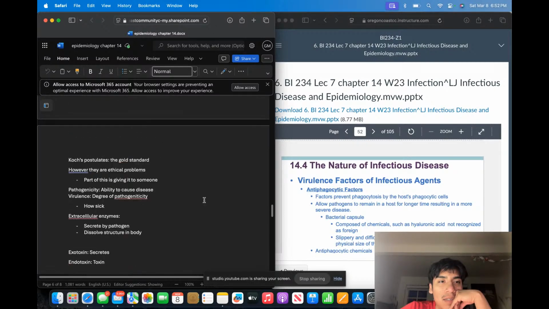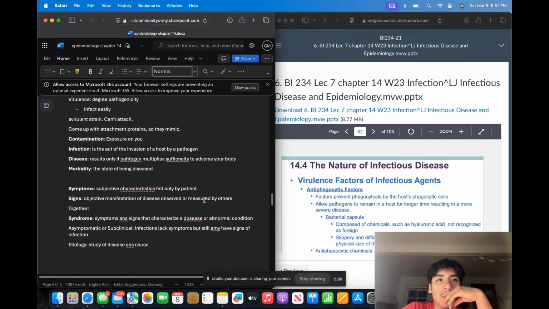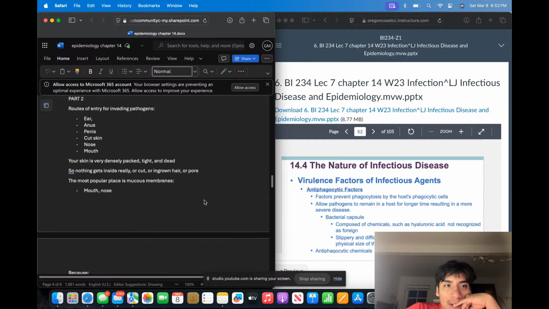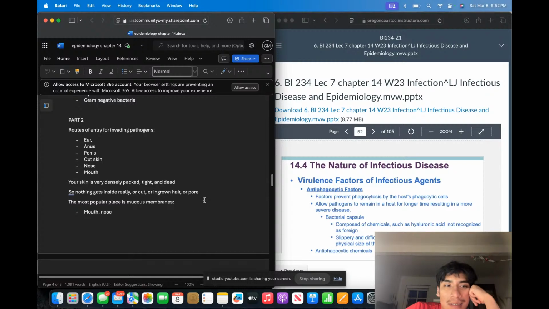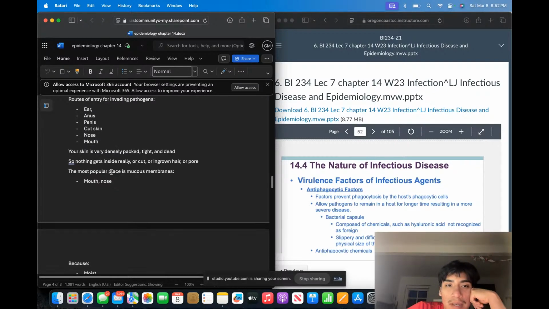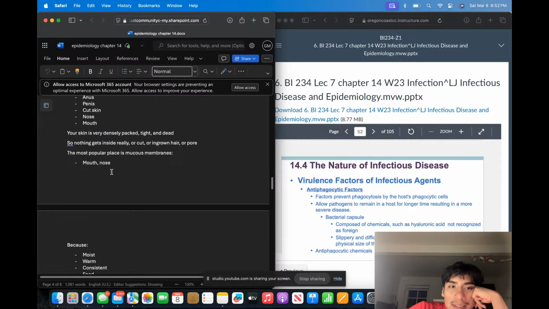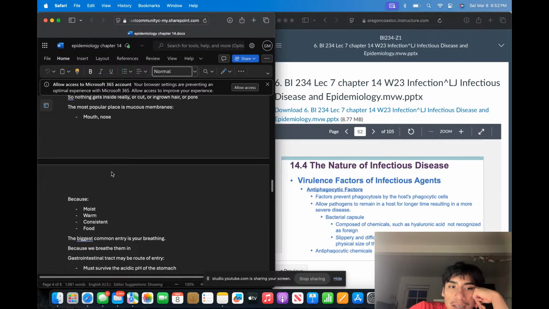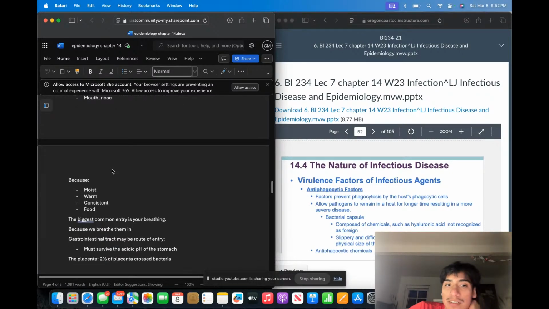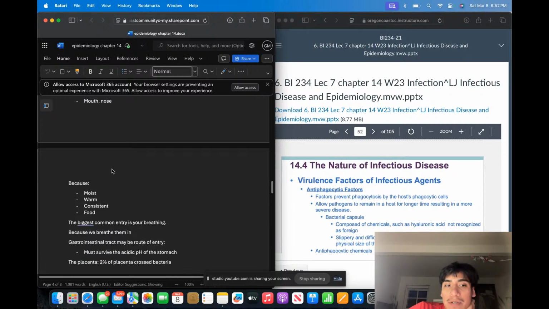Looks like he went over the whole thing again because I have notes from a different day. Your skin is very densely packed, so this will be some review for us. Nothing gets inside really, except if you get cut or an ingrown pore. The most popular place is mucous membranes, so mouth, nose. Because it is moist, warm, consistent, and has lots of food, the biggest common entry is your breathing. So that's pretty interesting.